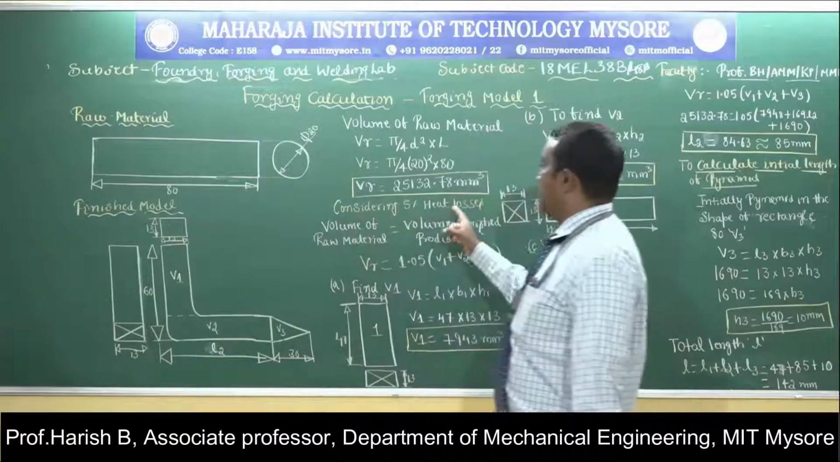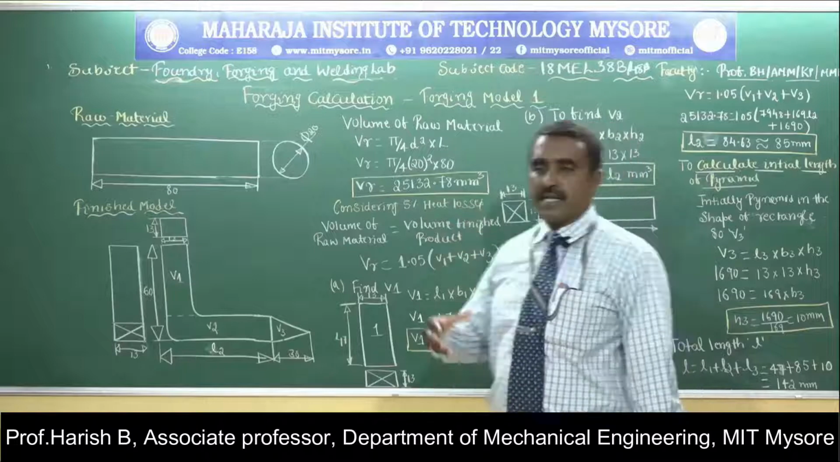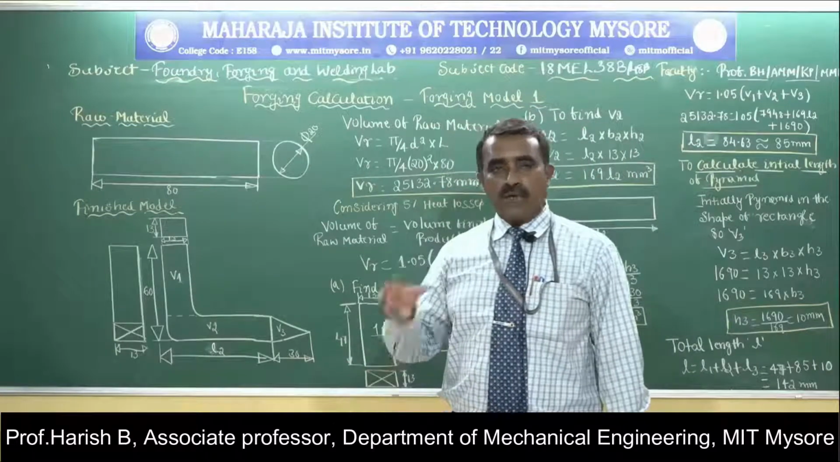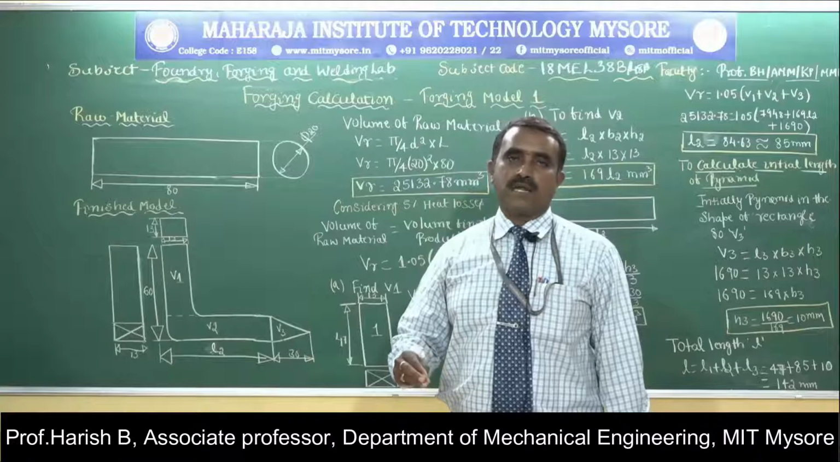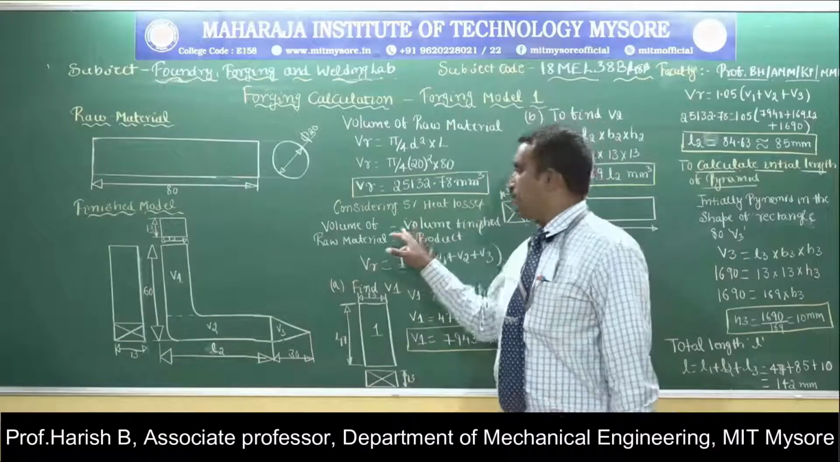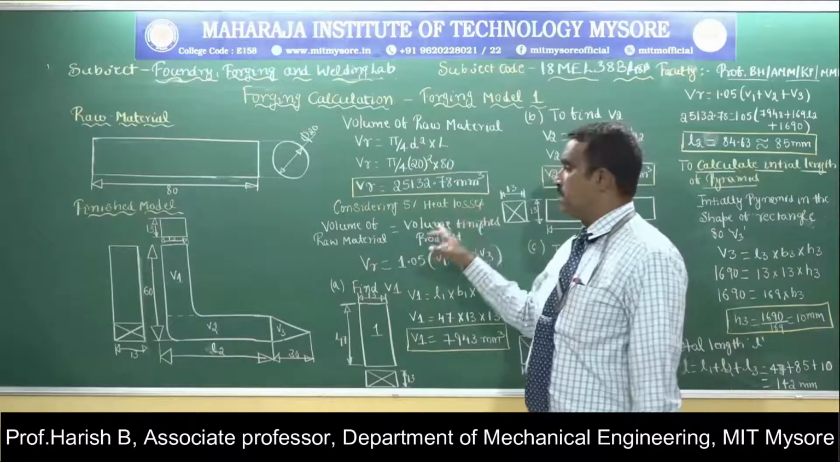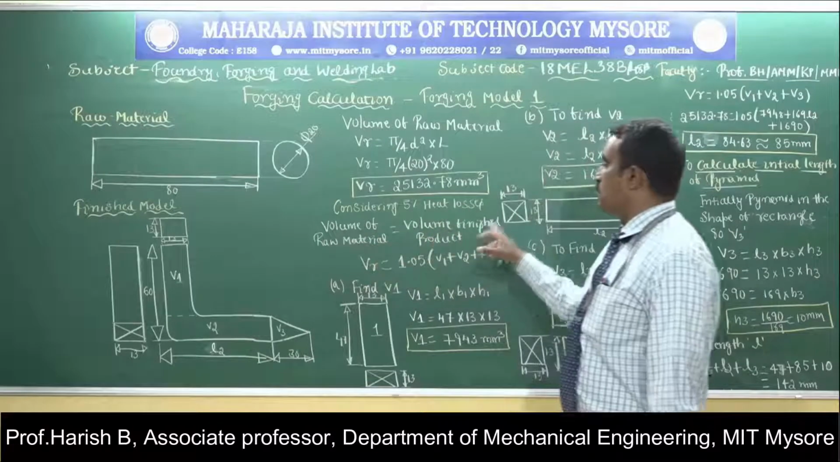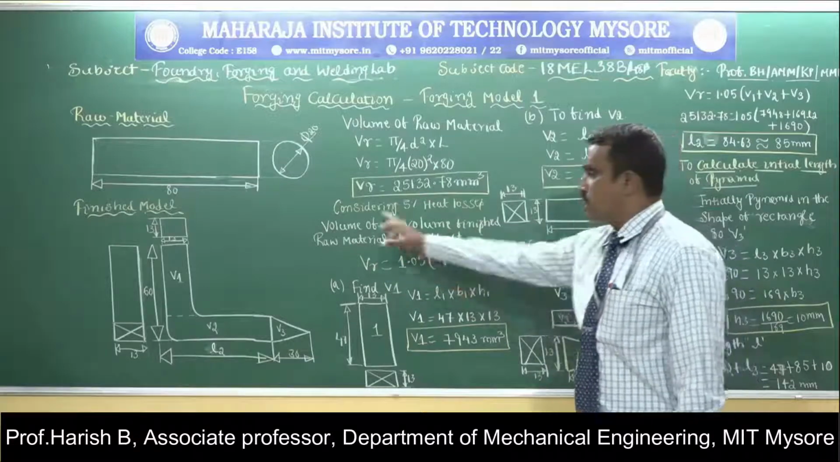Considering heat losses: when you heat the metal, there will be certain losses. We have to take those losses into consideration. Here 5% heat losses are taken into consideration. So the volume of raw material should be equal to the volume of the finished product. What is the volume of raw material?